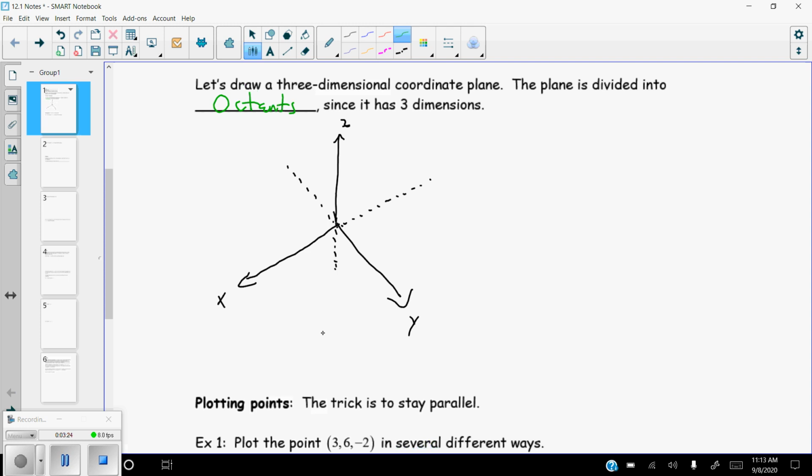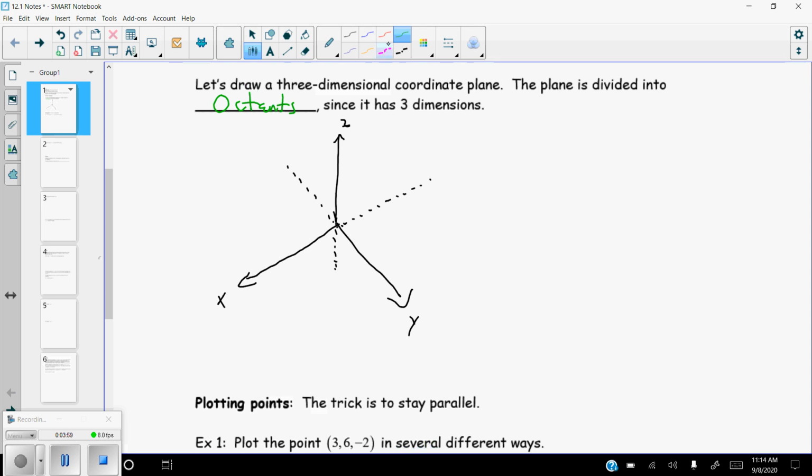Okay, so how do we plot points? Well, as you can see here, it says plot the point 3, 6, -2 in several different ways. And that's because, just like in 2 dimensions, there were 2 ways that you could get to a point. Say we wanted to graph the point 1, 2. Well, that would be x is 1, y is 2. So I could go 1 in the x direction, 2 in the y direction, or I could go 2 in the y direction first and then 1 in the x direction. And it forms a rectangle, which is why they call it the rectangular coordinate plane.